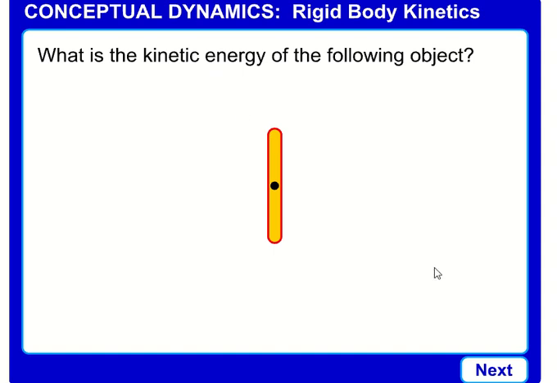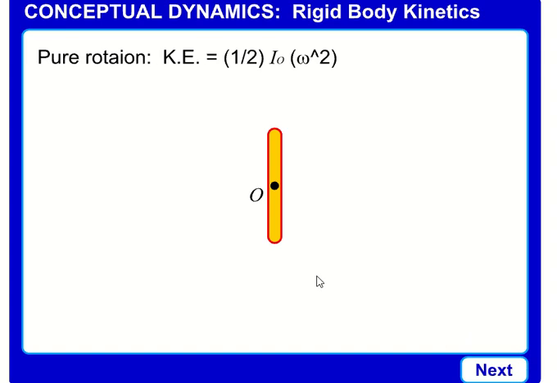What is the kinetic energy of the following object going in a rotation? Yeah, and every time we do rotation, we identify the O, which is your axis of rotation, and we can calculate it using kinetic energy for pure rotation: 1 by 2, mass moment of inertia at O, and then your angular velocity, the whole squared.